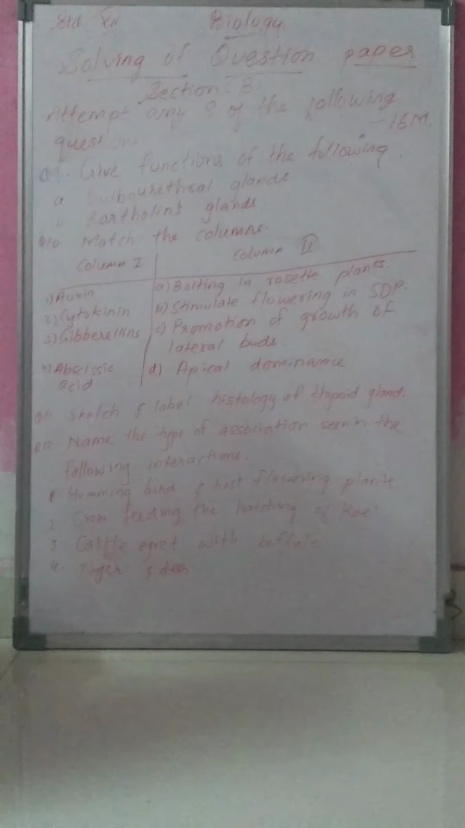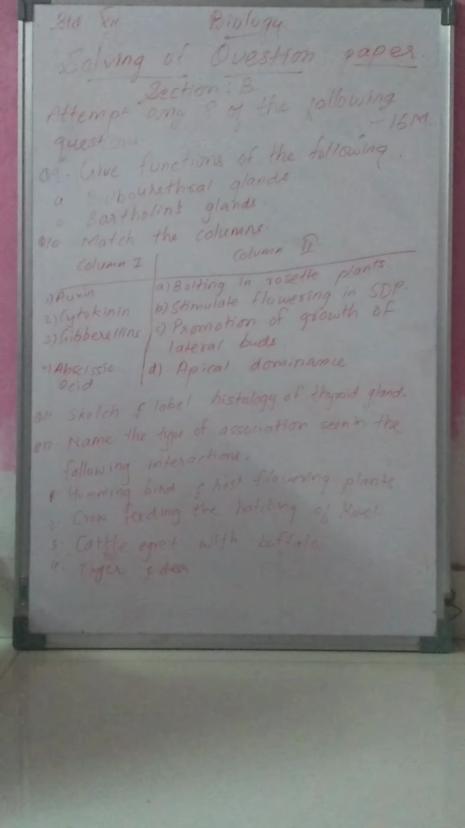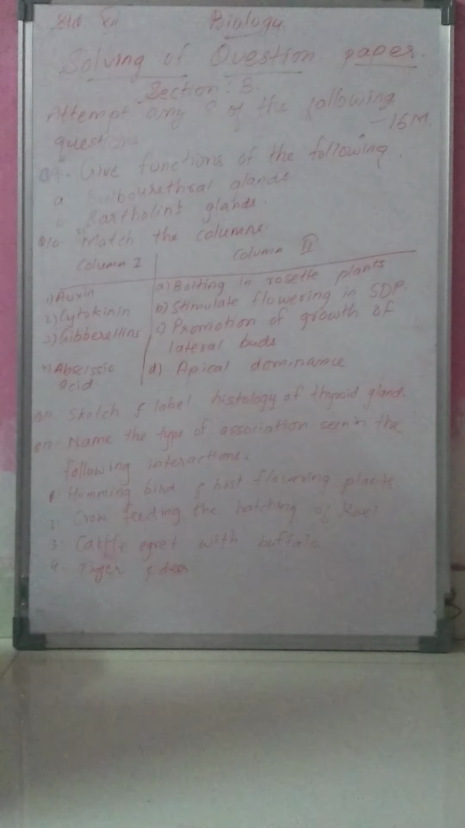Next question is question number 9. Give the functions of the following. First is bulbourethral glands and second is Bartholin glands. See, 2 glands are there, means 1 mark for each gland. So 1 mark means you have to write at least 2 functions for each gland. Okay. So this question number 9 you will find in chapter number 2, that is reproduction in lower and higher animals.